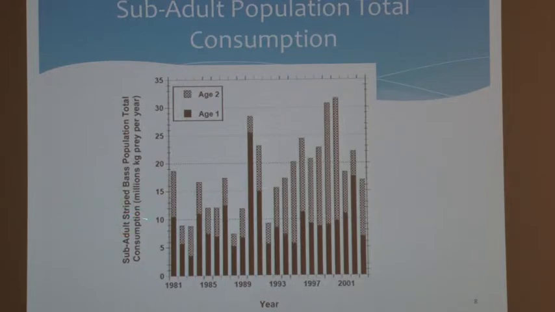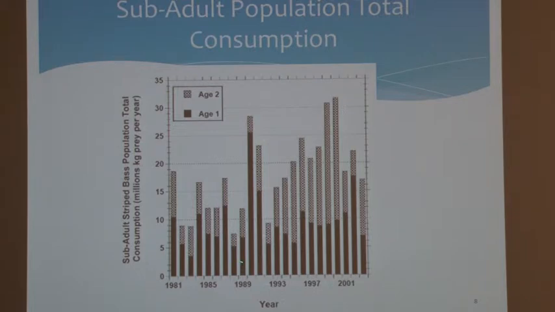Here we're looking at the results of the model now. So this is subadult population total consumption in millions of kilograms prey fish per year. Again, age 1 and age 2 stacked on top of each other. What you'll notice is this figure looks very similar in trend to the abundance estimates for subadults, which isn't terribly surprising. However, it does tie in that the more fish you have, the more food is going to be consumed.